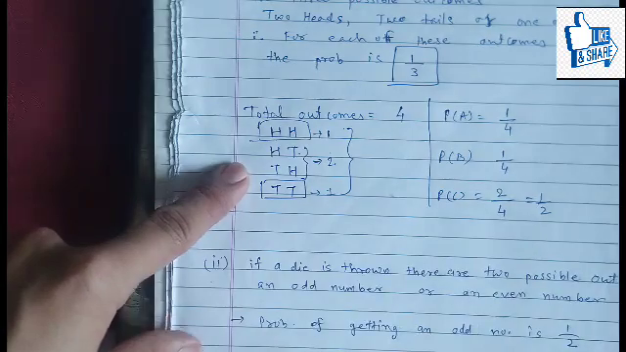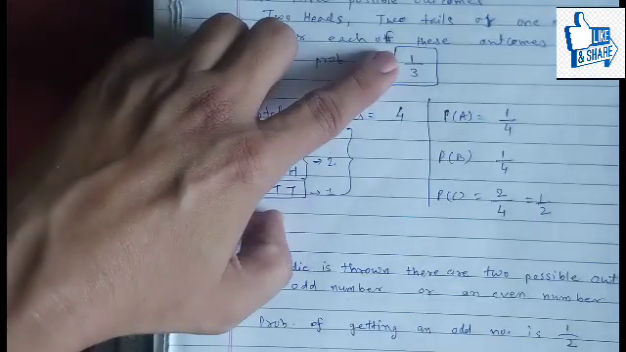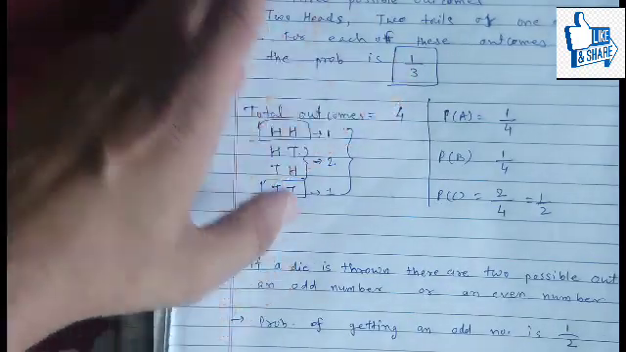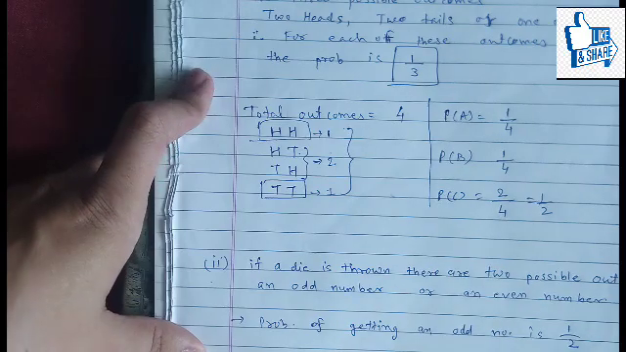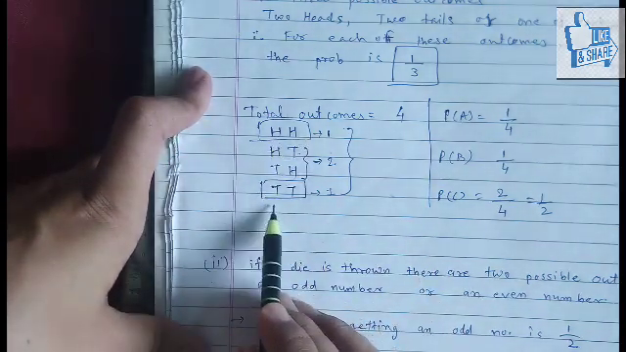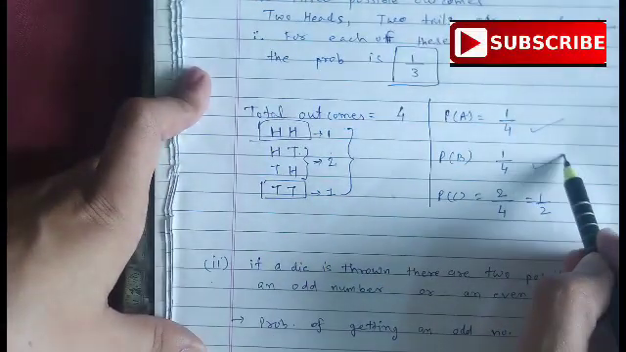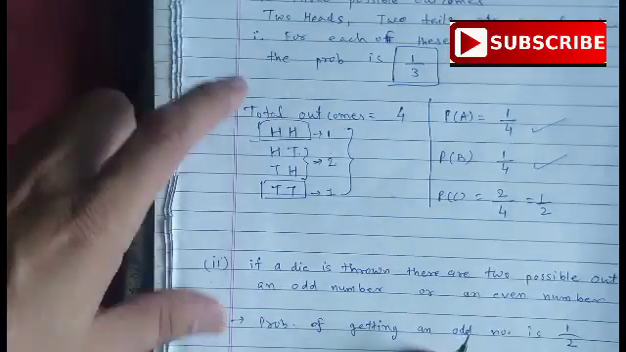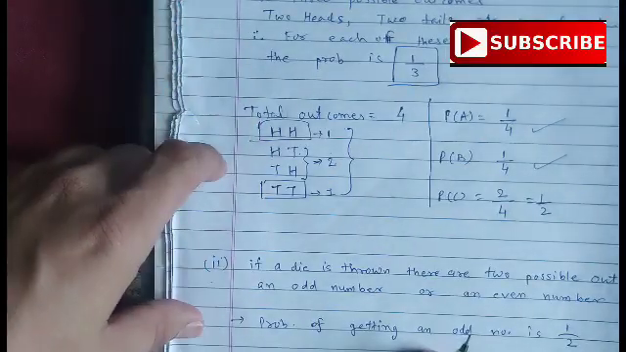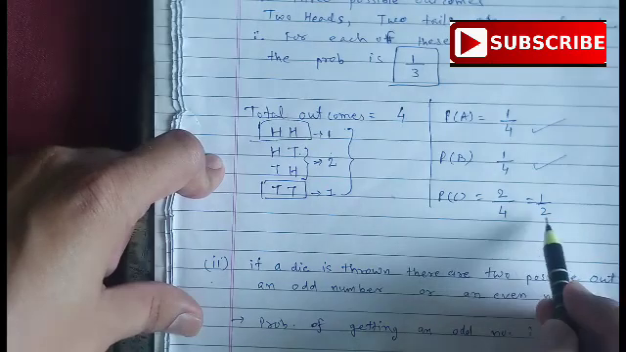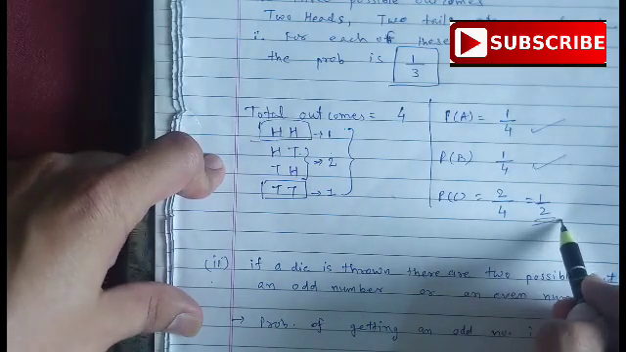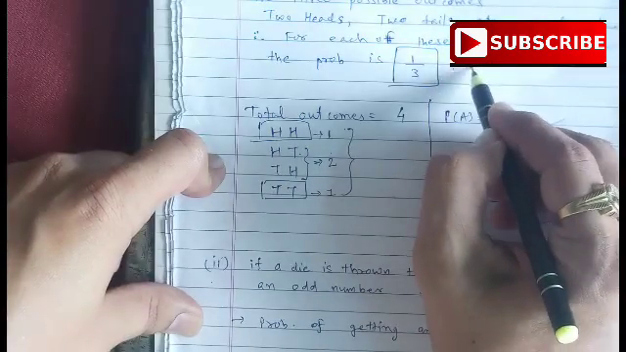Now in the question it was asked that we get probability 1 by 3 for each of them. It is incorrect because for both heads and both tails we get probability 1 by 4, 1 by 4, and for one head and one tail, we get probability 2 by 4 equals 1 by 2. So this answer is not correct.